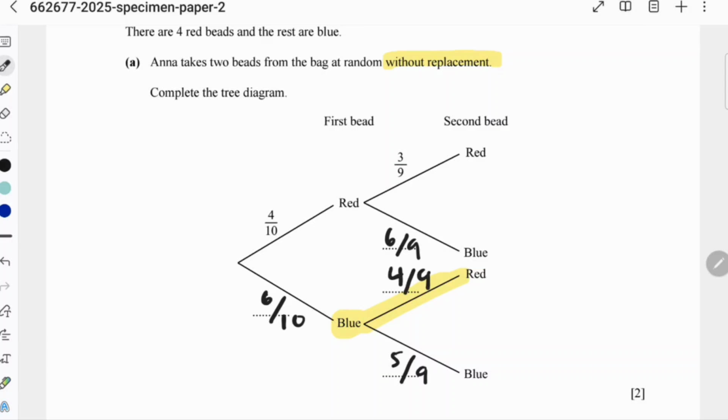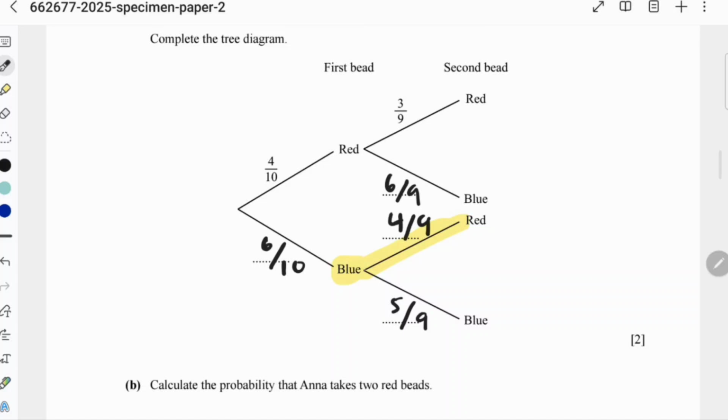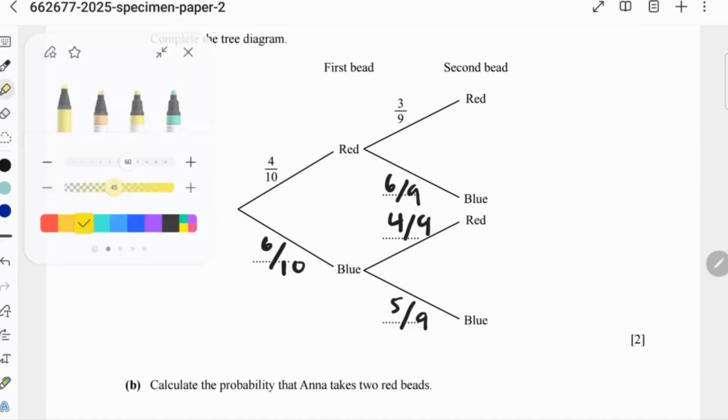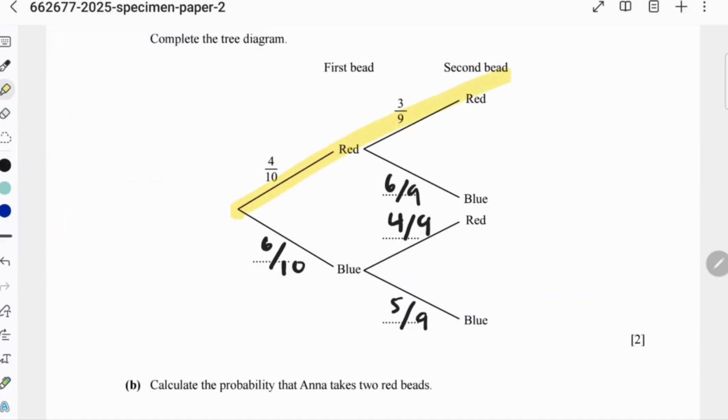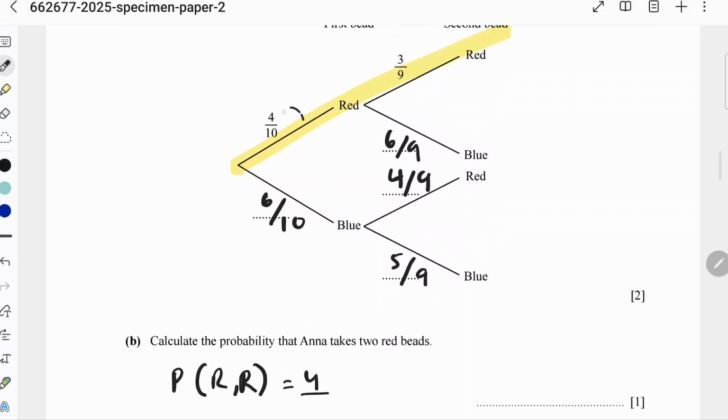Now the next part, calculate the probability that Amna takes 2 red beads. 2 red beads means probability of red and red. Whenever we see in the diagram the probability of red, we have 4 over 10 into 3 over 9. It's not 2 times, so just do it once. Probability of red is equal to 4 over 10, times 3 over 9, because it is red.